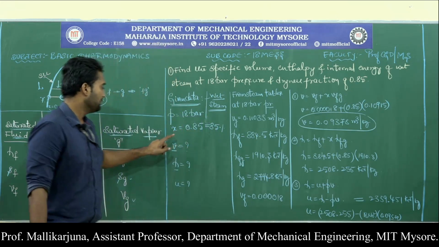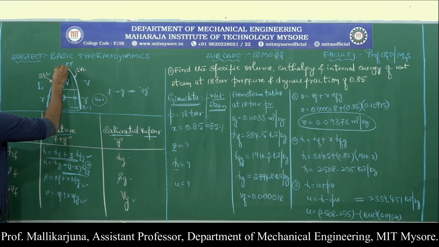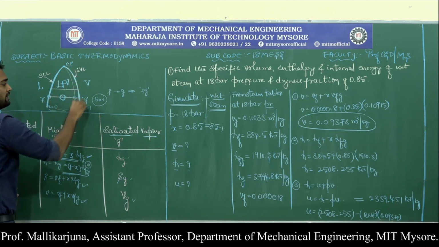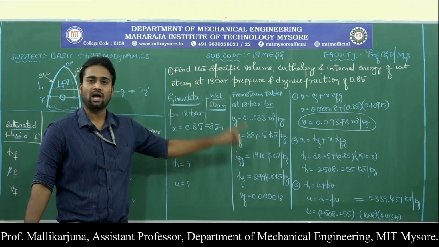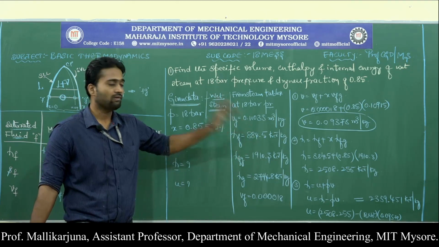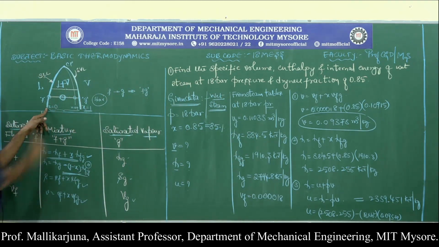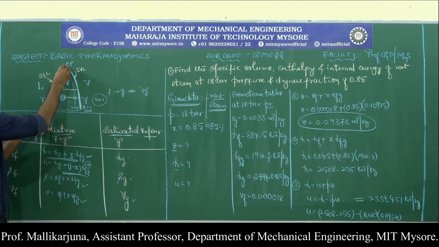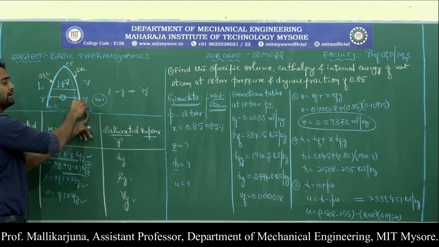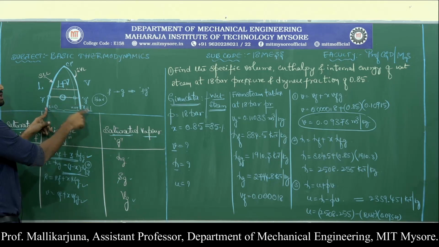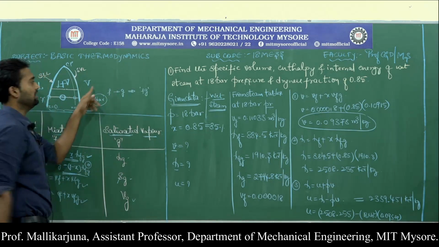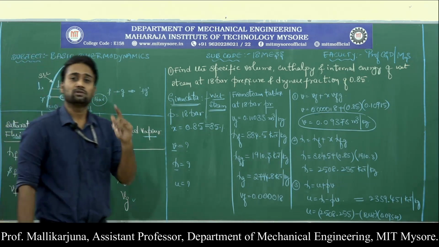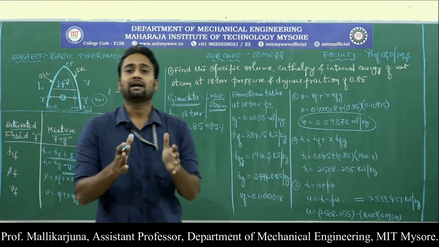Let me tell you, you have the dome. The value of x on this line is 0, and the value of x on this line is 1. If they have not mentioned x, you have to find it first. If you have found the value of x, let me say x is equal to 0, then the substance you are dealing with is saturated liquid. If x is equal to 1, it is saturated vapor. If x lies between 0 and 1, you are dealing with wet steam. If x is greater than 1, you are dealing with superheated steam. So this is the way of identifying the kind of steam.